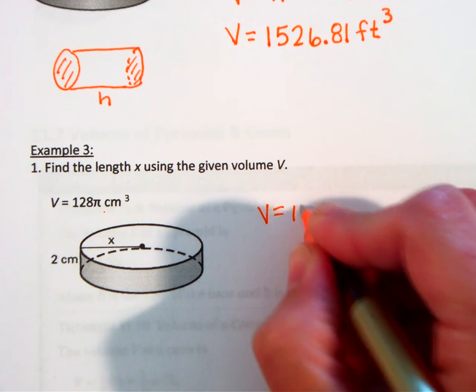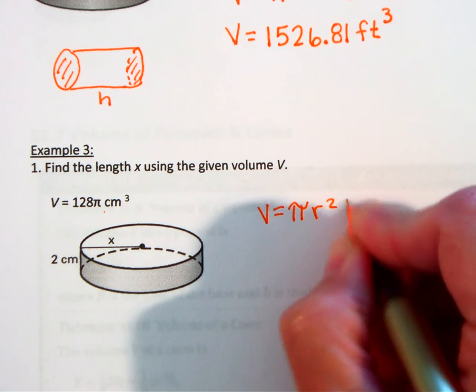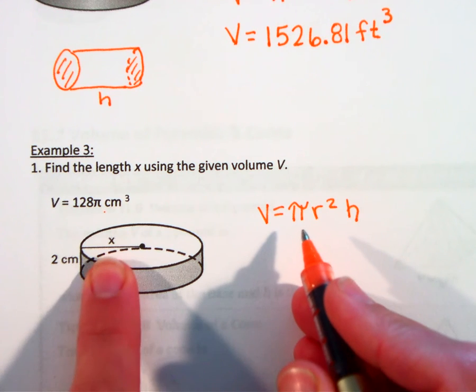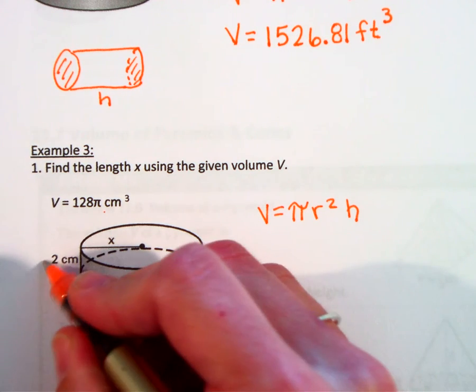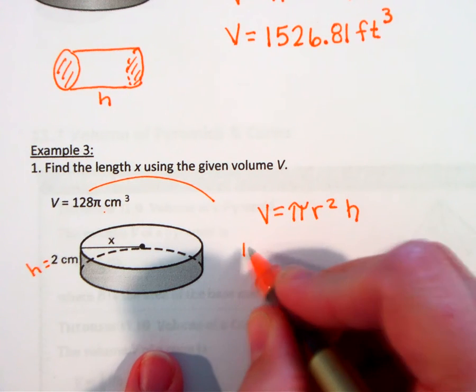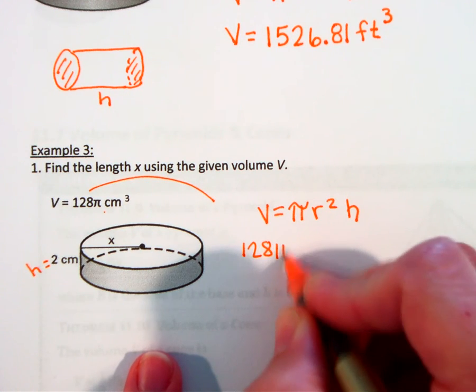So volume equals pi r squared h. I don't know what my r is, so I'm going to change that out for an x. My h is 2. And my volume is 128 pi.